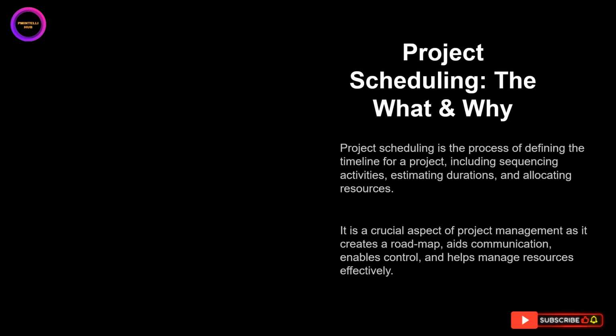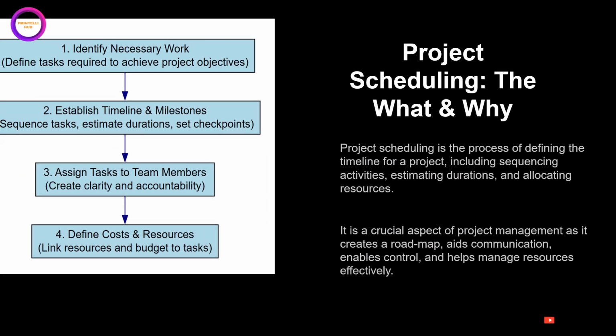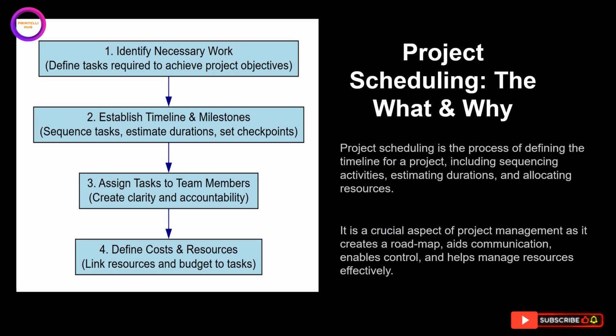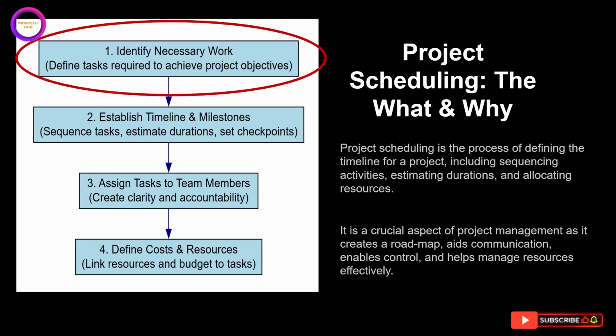Now, let's look at what project scheduling management specifically involves. We can break it down into four key components. First, at number one, it involves identifying the necessary work to be completed. This is the foundation. Before you can schedule anything, you must have a clear and complete understanding of every task required to achieve the project's objectives. This is all about defining the what of your project.